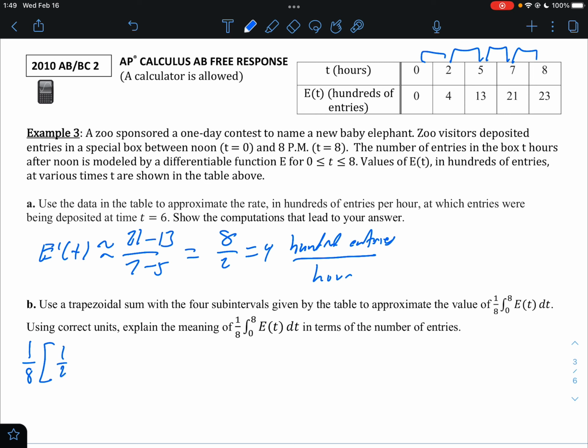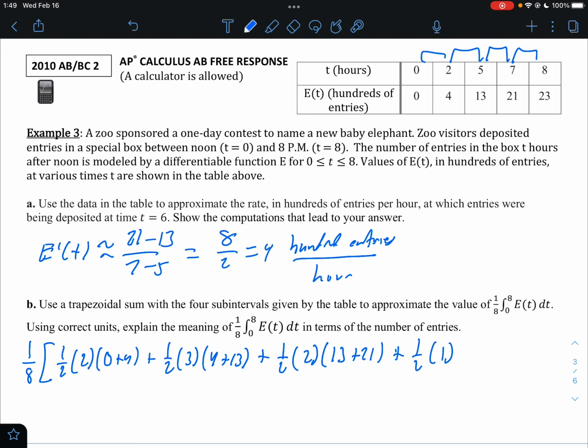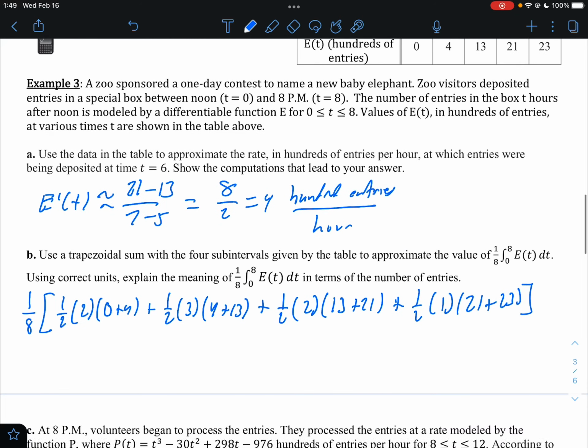First trapezoid would be 1/2, the height would be 2, bases are 0 plus 4. Second trapezoid, 1/2, height of 3, bases 4 and 13. Third trapezoid, 1/2, height is 2, bases are 13 and 21. And last trapezoid, 1/2, height of 1, bases of 21 and 23. Okay, so you can use your calculator to figure all that out. It would end up being approximately 10.688.